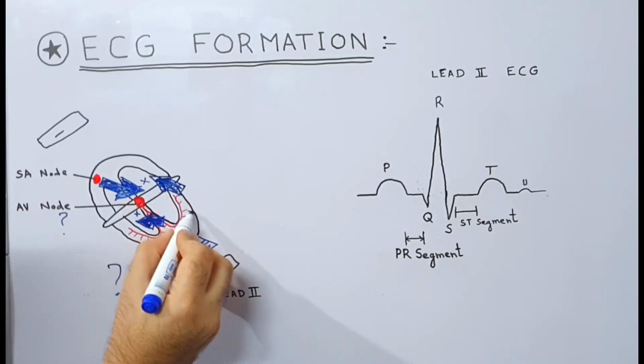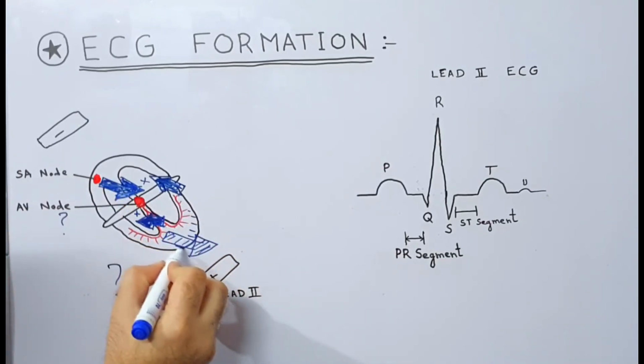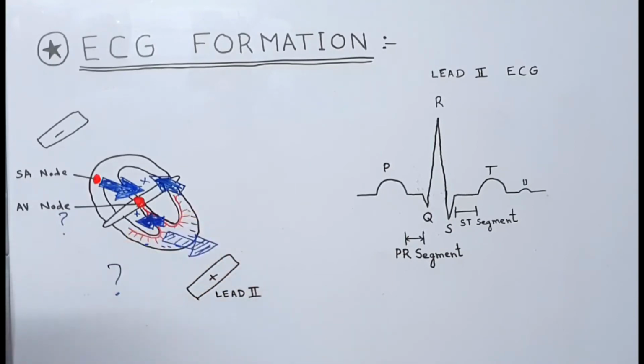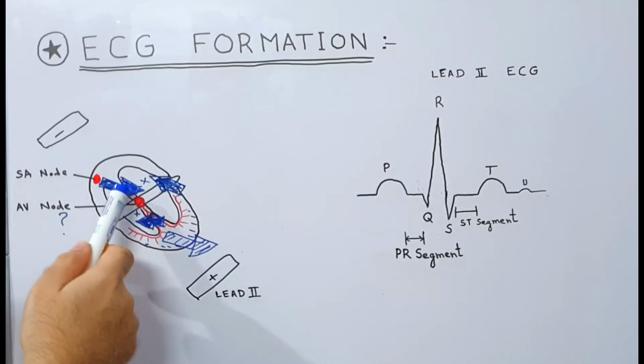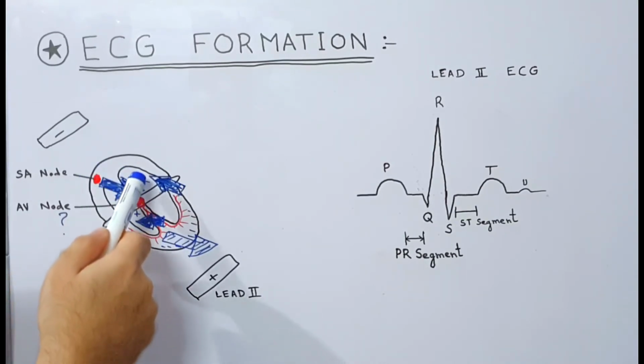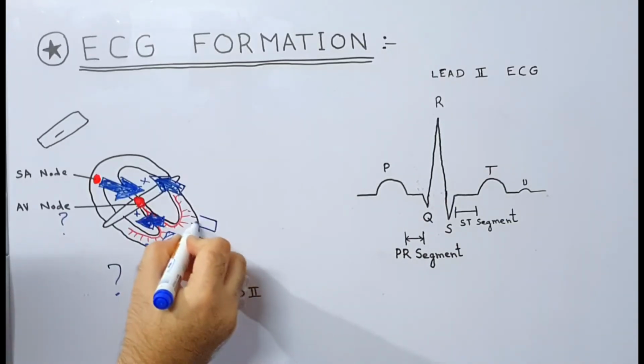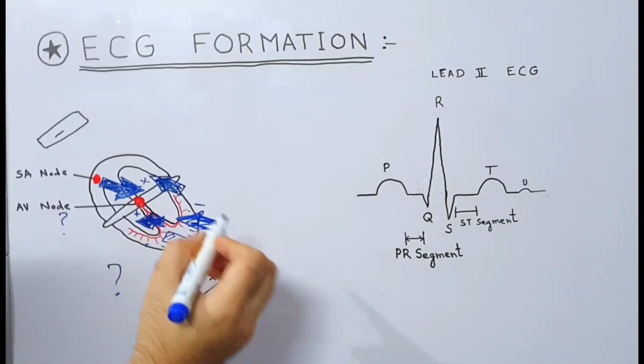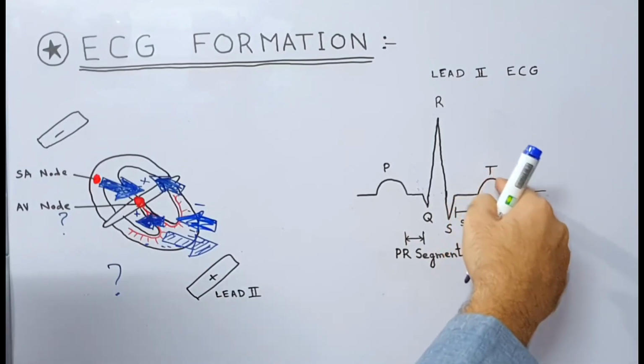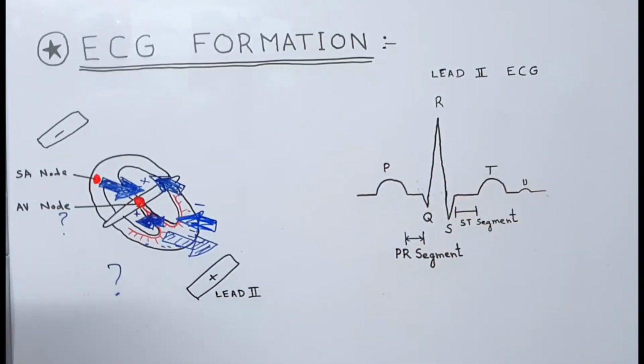First of all, the outermost layer will be repolarized. After that, the layer inside to it will be repolarized, and so on. This repolarization is a negative vector. You have to remember it. Initially, we were talking about depolarization, which is a positive vector. This is a negative sign vector and it is directing away from the positive electrode. Therefore, it will also give a positive deflection and T wave will be formed.